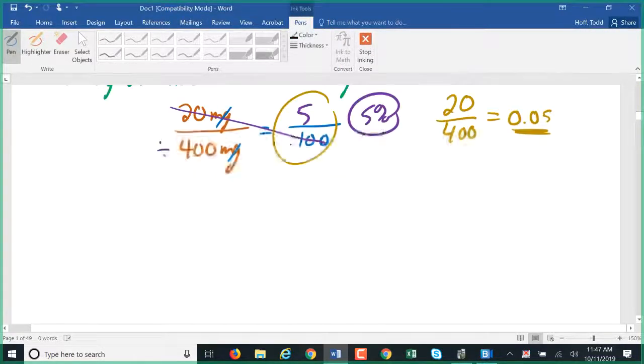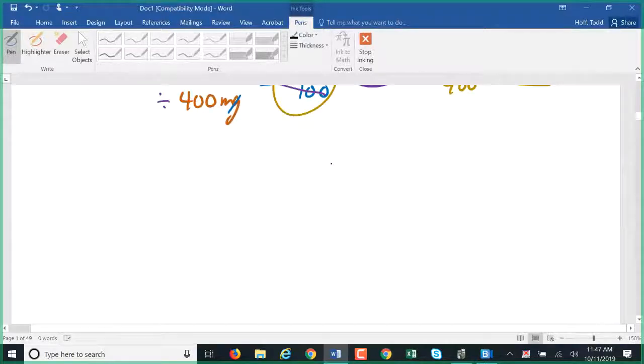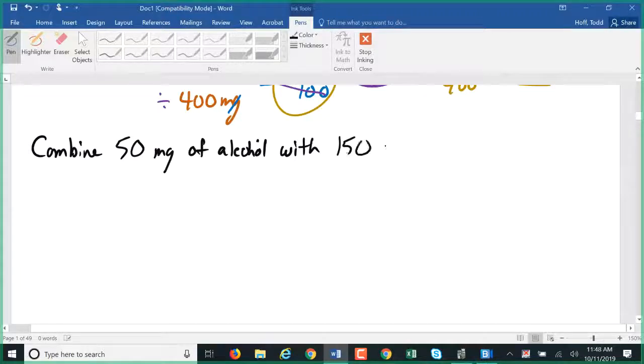So the nice thing with the mass and mass, or weight in weight concentration, is we can combine 50 milligrams of alcohol with 150 milligrams of saline, and find the concentration. I should really specify, find the weight and weight concentration.